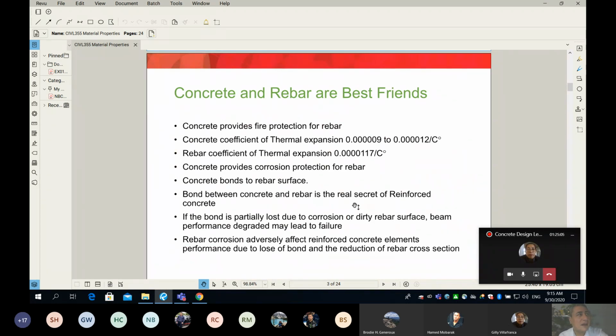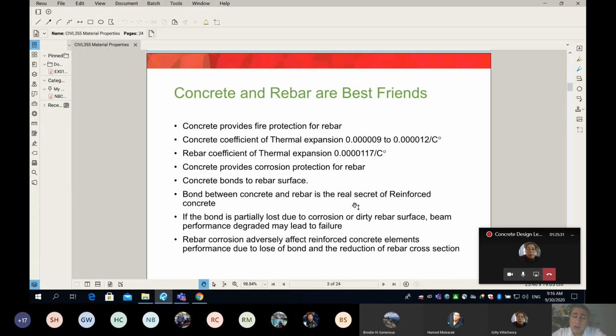Remember, guys, if you have a fire event in a steel structure, steel will just melt. Steel will melt. Concrete is very, very good when it comes to fire protection. And that's why in a reinforced concrete element, the concrete will protect the rebar from fire. Now, why are concrete and rebar best friends?